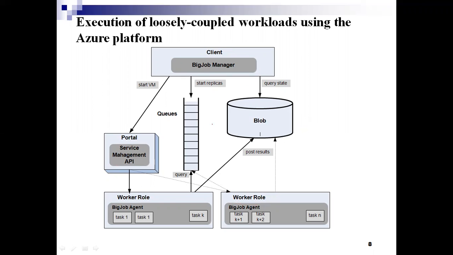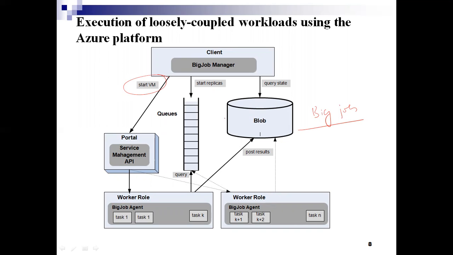This figure illustrates the use of a software system called BigJob. It decouples resource allocation from resource binding for the execution of loosely coupled workloads on the Azure platform. This particular software eliminates the need for the application to manage individual virtual machines. We start with the virtual machine from the client, and the individual virtual machine is managed by this application.